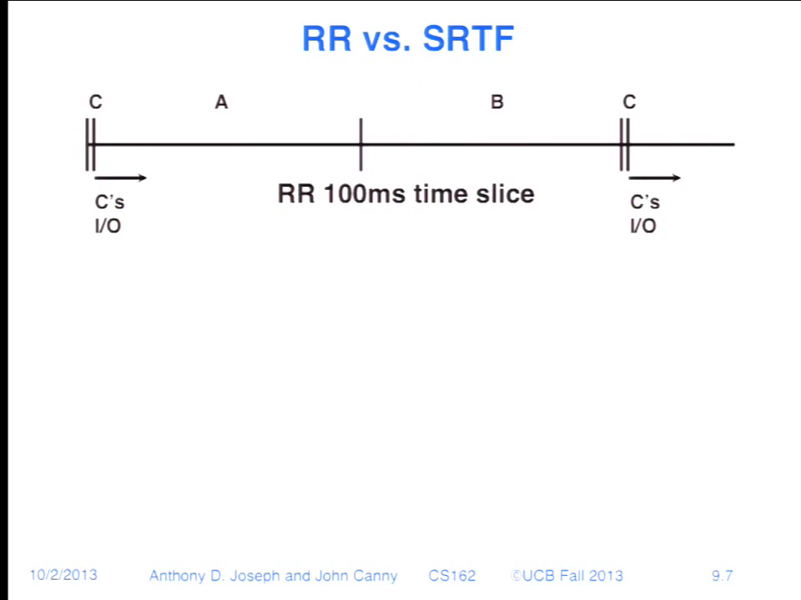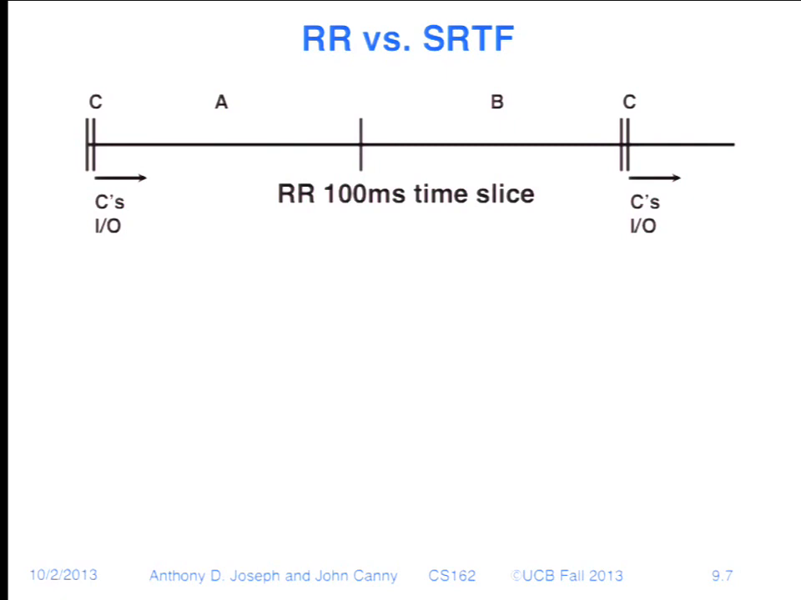So here's round robin with a 100 millisecond time slice. All right, so C starts off, let's assume it starts off by doing IO, and because it's going to yield the processor, it's going to do its IO, and then maybe use a little bit of CPU. Actually, I guess it hardly matters. It's only a millisecond of CPU. So basically, A runs its CPU task, and then B runs, and then we're back. It's round robin, so C might start again. All right, is that clear?